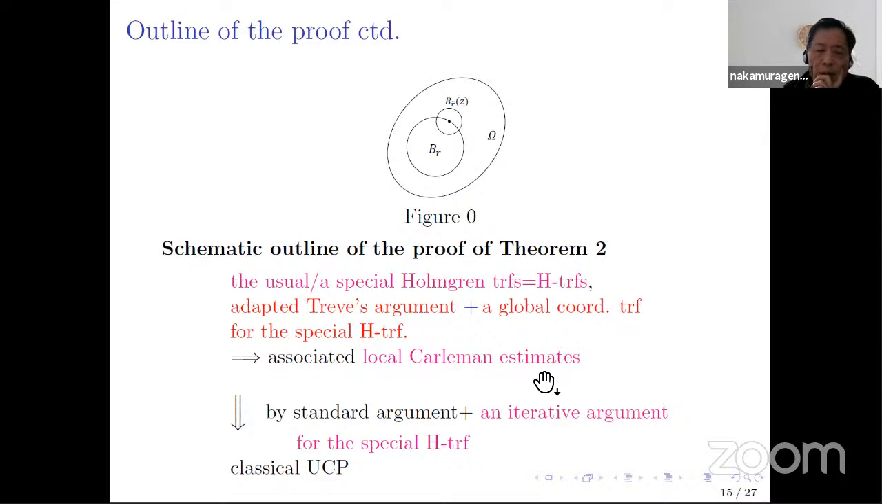And then for the case we use the usual Homogeneous transformation, we can just argue in a standard way to get some UCP. And for the case when we use the special Homogeneous transformation, we also have to use an iterative argument to get some UCP. And combining both the UCP, we can get the classical UCP. The details are very technical, and I will try to explain as much as I can in the remaining time.